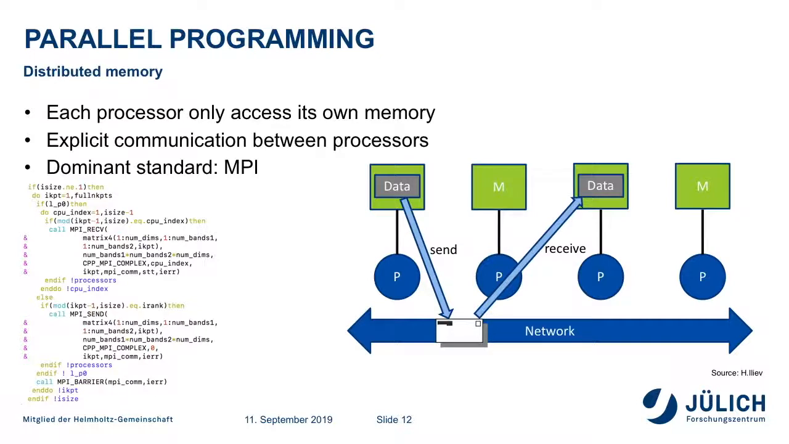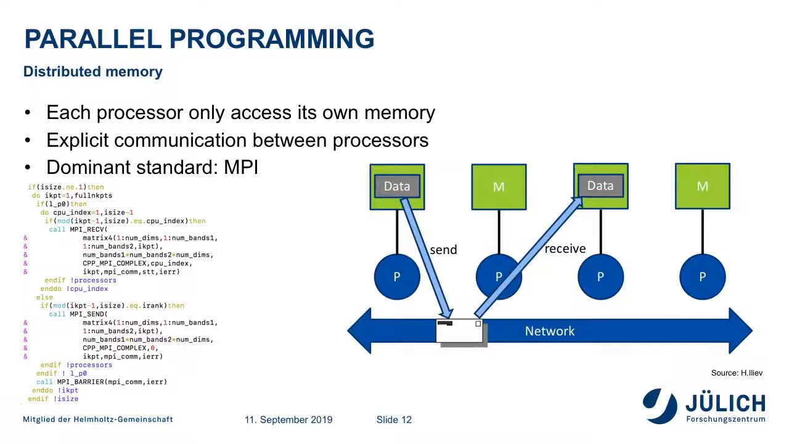If we have a distributed memory paradigm, then our processors each have their own memory. So these processors cannot just access data from here. This processor has to send data, and this processor has to receive data. So no pragmas anymore. We have to explicitly make send and receive calls. If your CPU index is this and that, then you receive data. If your CPU index is that one, then you send data. And this is explicit communication.